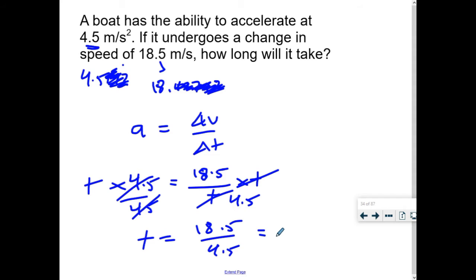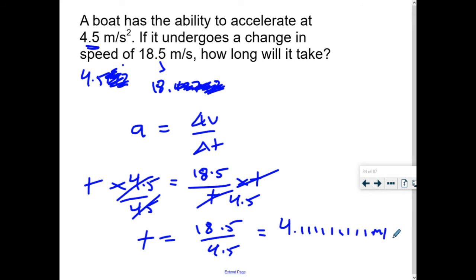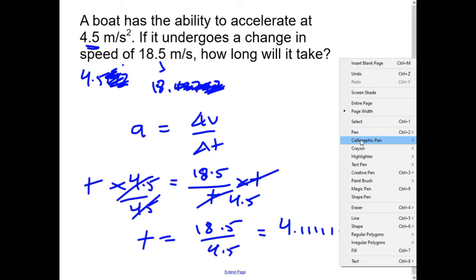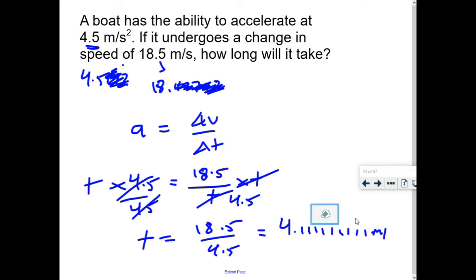So, calculator. 18.5 divided by 4.5. You get 4.1 repeating, which then leads to why I had to teach you yesterday's lesson. Sometimes students get a little bored with the sig-dig stuff. Anybody lose marks in grade 10 for sig-digs and you are not happy about it? You're like, the stupid sig-dig stuff. I'm hoping that I'm explaining to you why it's so important.